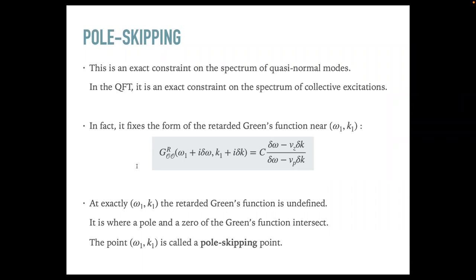But more precisely, what it means is that close to this point in Fourier space, when delta k and delta omega are non-zero, we're going to have a line of poles. We're going to have a dispersion relation of some pole passing through this point. That's coming from the denominator. We're also going to have a line of zeros, with some other slope, Vz, passing through this point. And so in terms of the retarded Green's function, this special point in Fourier space corresponds to a point where the pole of the Green's function intersects with the zero of the Green's function. And that's why it's undefined. For this reason, this special point is called a pole skipping point. It looks like you have a pole, and suddenly it disappears because there's a zero.